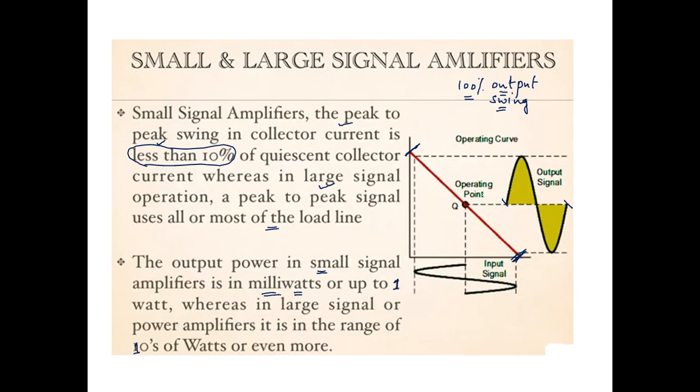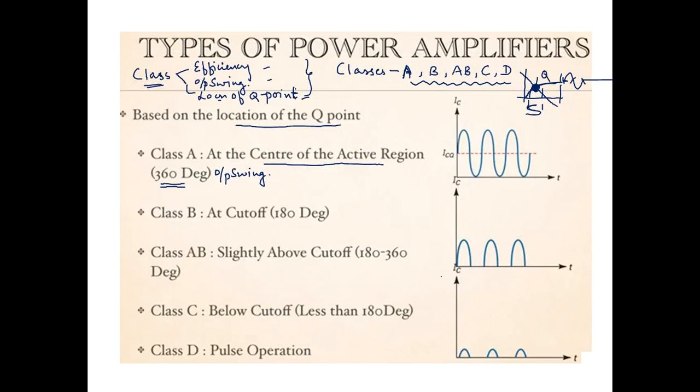Just let me go to this particular diagram. This diagram represents a class A amplifier, right? Because the Q point is exactly at the center and the output appears for each and every value of the input signal. The corresponding collector current is also shown here, so you have a complete output collector current for a class A power amplifier.